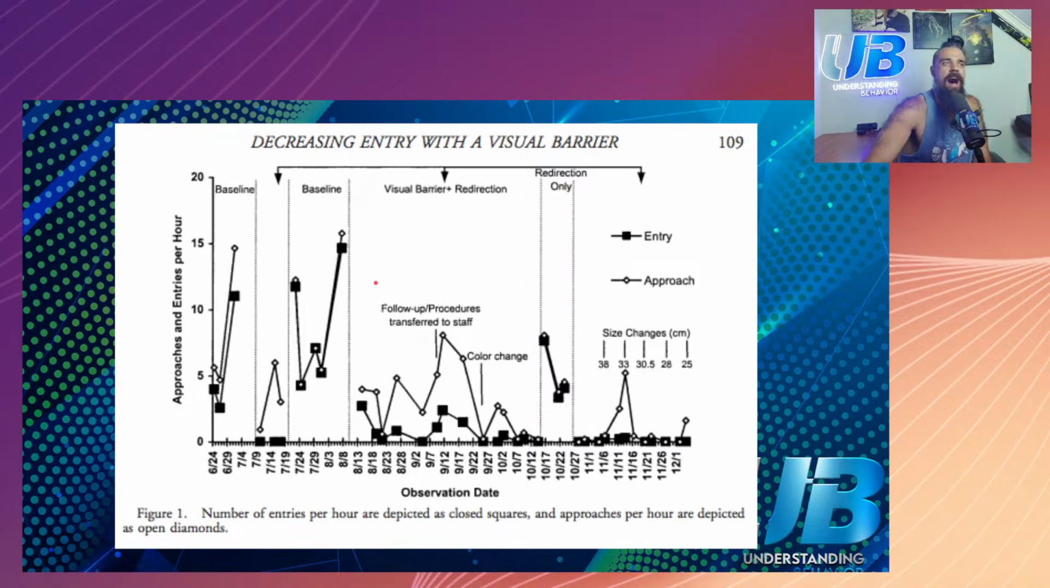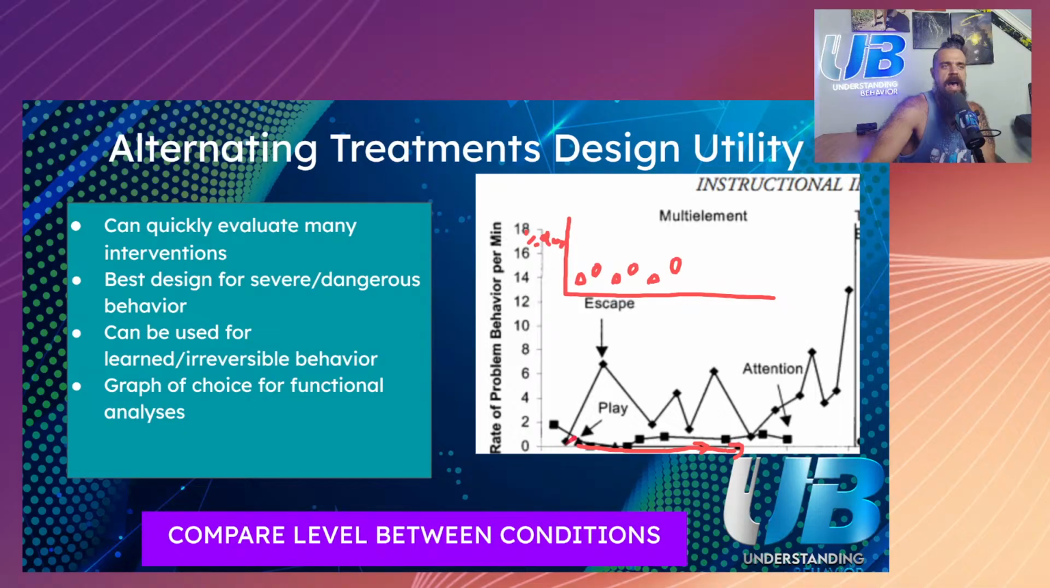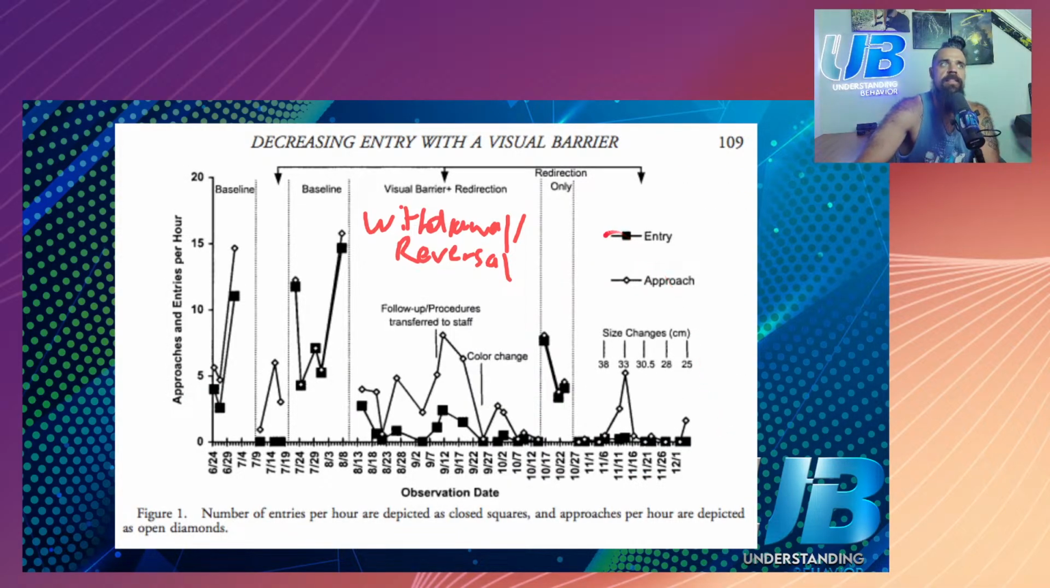All right. So this one is going to be a withdrawal reversal. There is actually no alternating treatments design here. So let's go ahead and take a look at this graph. Remember, for alternating treatments, what we need to see is rapid alternation between our treatment conditions. When you're looking at a graph, it's good to orient yourself to the different labels across the graph. So first thing we want to look at is the chart label. This one is decreasing entry with a visual barrier.